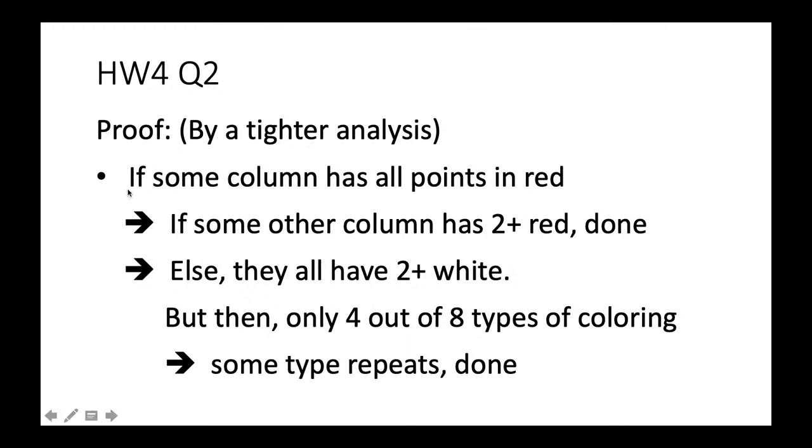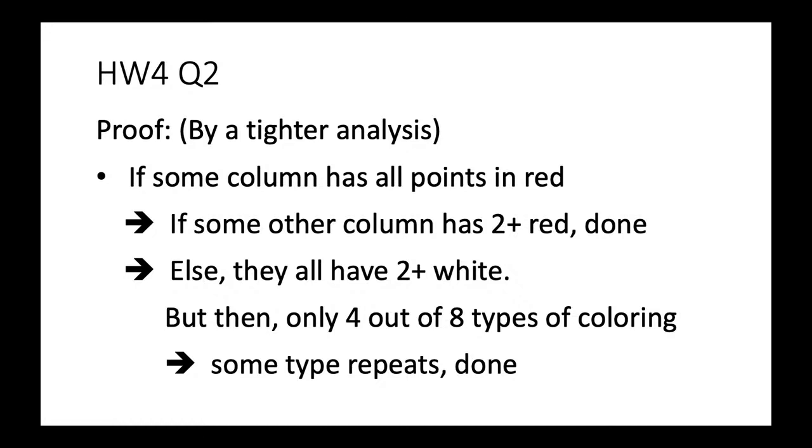So let's check the easiest case first. So suppose that some column among these 7 columns, suppose one of them has all points in red. Now then, what will happen? So there are several cases that we can consider. So the first case is if there is another column such that it has 2 or more red, then we are done. Yeah, because we can now find 4 red points such that they form the corners of a certain rectangle. On the other hand, if no other column has 2 or more red, that means that the remaining 6 columns, each one of them, must have 2 or more whites.